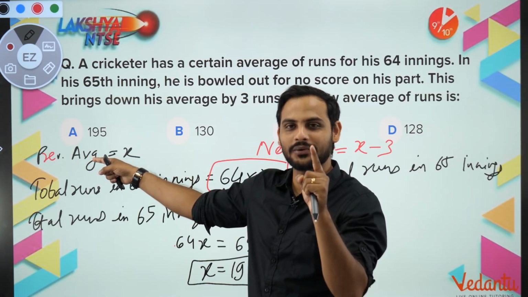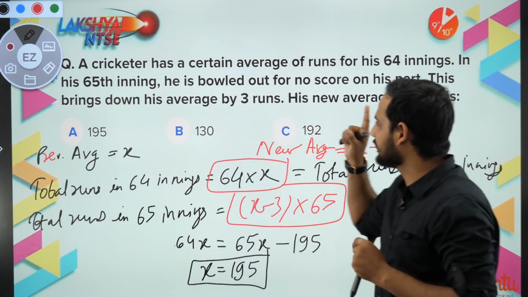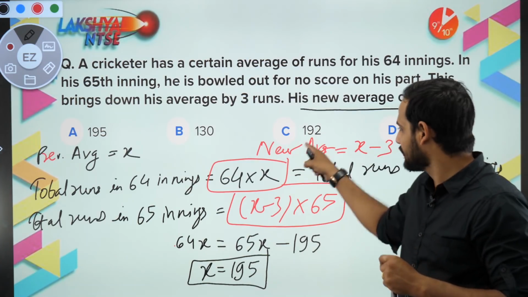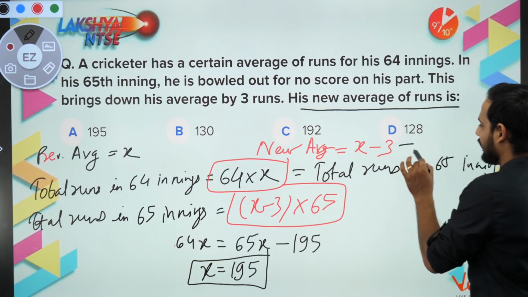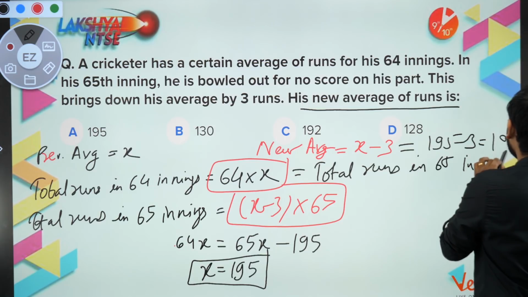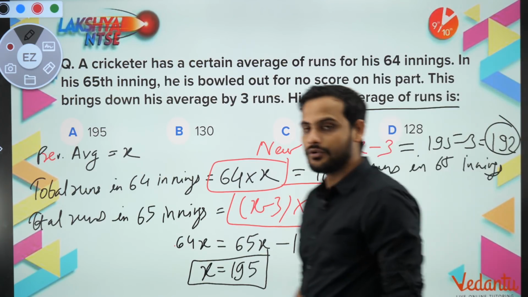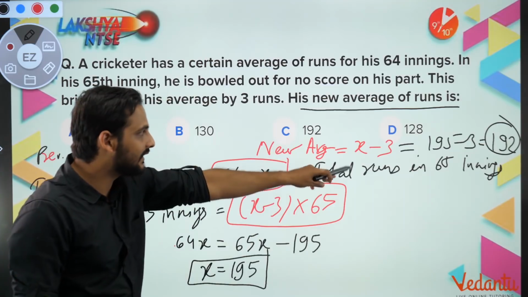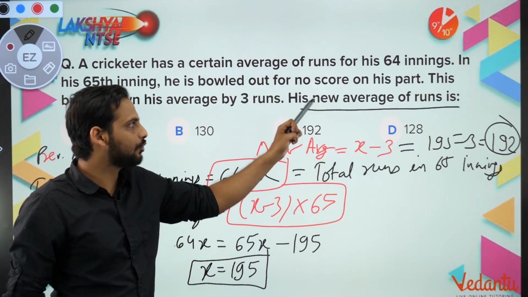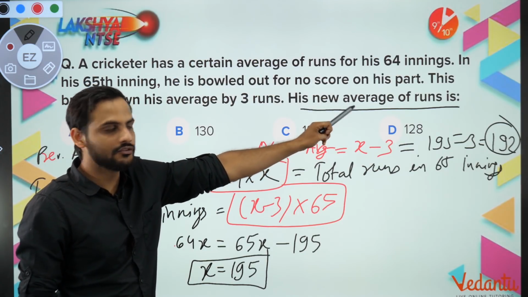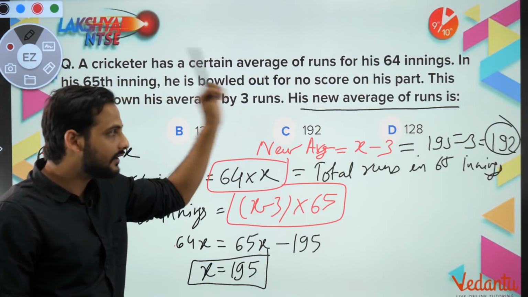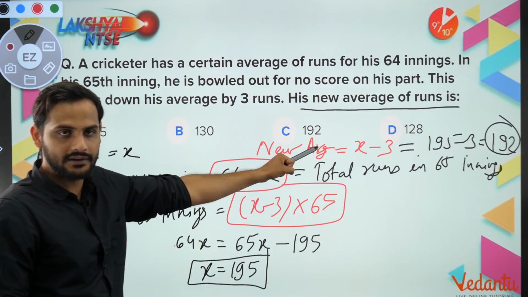This is where students make a mistake. What is the mistake? The question clearly asks for his new average of runs. What is the new average? X minus 3. So new average will become 195 minus 3, which is equal to 192. So you will say that 192 is the answer, not 195. Always keep this in your mind: what the question is asking, the average of the new innings. That is why I have clearly written the new average as X minus 3, so that I remember I have to find X minus 3, not X.